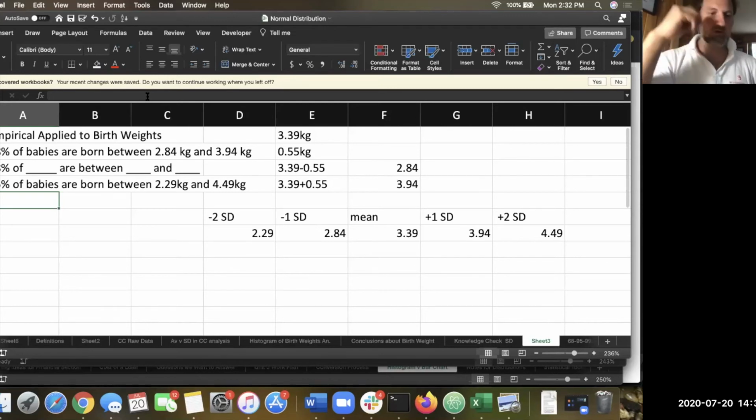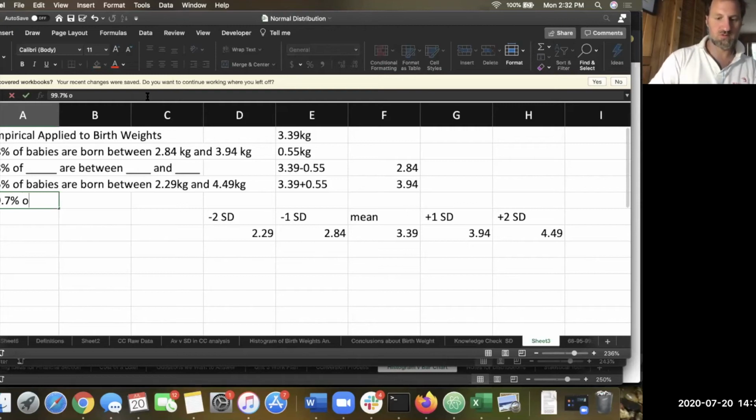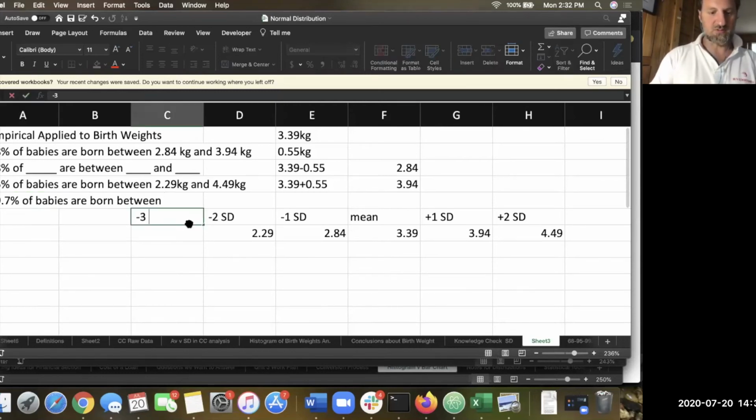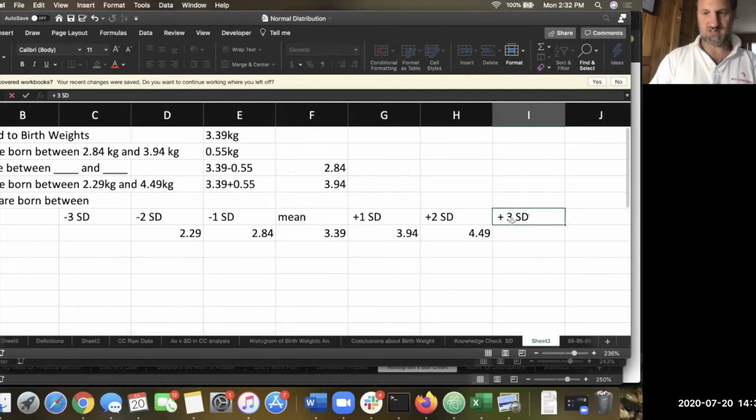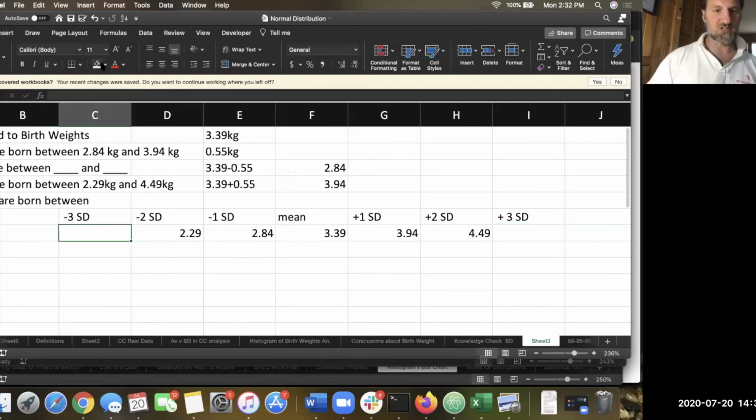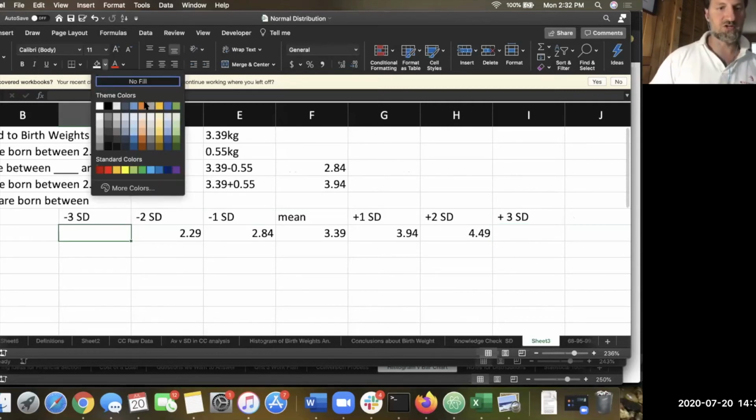Okay, go ahead and see if you can do the last one on your own. You got to go one more standard deviation to the right, and you got to go one more standard deviation to the left. So I'll set it up for you. You got -3 SD here. You got +3 SD here. You got to figure out these two numbers in order to finish that statement.